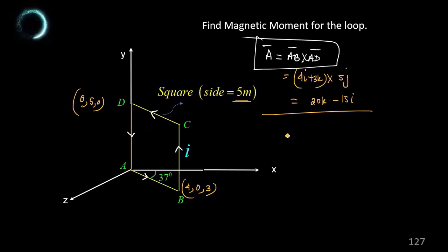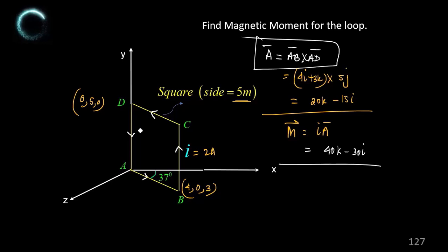Corresponding to this area vector, M vector should be how much? M vector should be equal to I into A vector. Okay, I into A vector. Let us say I is 2 ampere flowing in this loop. So if 2 ampere current is flowing, the answer for this M vector should be 40k minus 30i. Okay, so M is a vector quantity and that is always aligned along the area direction.